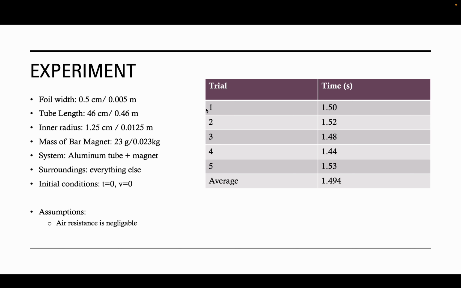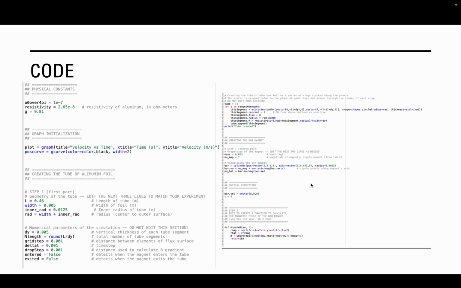So here are the 5 trials. We dropped the magnet down the tube 5 times and recorded how long it took. So for trial 1, we got 1.5 seconds, trial 2, 1.52 seconds, trial 3, 1.48 seconds, 4, 1.44 seconds, and 5, 1.53 seconds. On average, we got a time of 1.494 seconds.